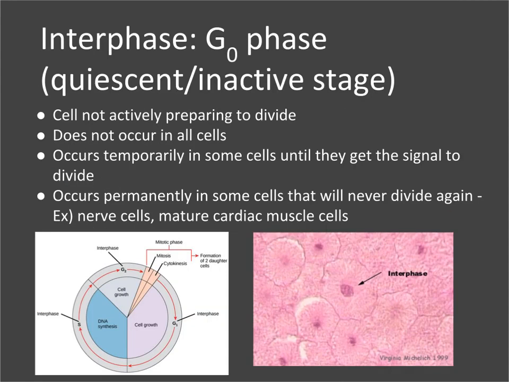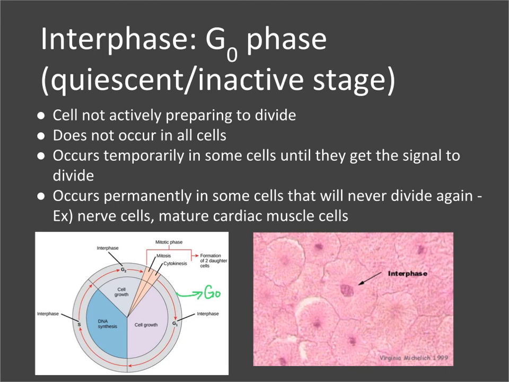So now let's talk about that G0 phase that I kind of skipped over on the previous slide. The G0 phase is kind of an offshoot of the cell cycle, but we still talk about it with the cell cycle because it is an important part of what a cell goes through during its life cycle. Now the G0 phase is also called the quiescent or inactive phase.